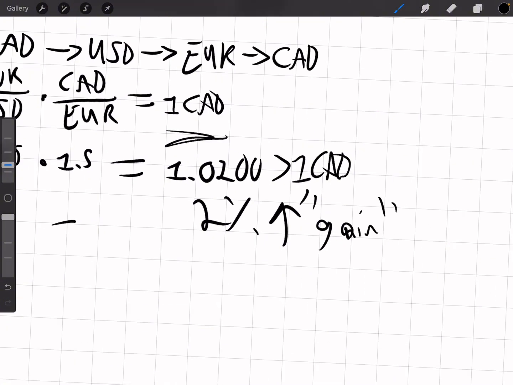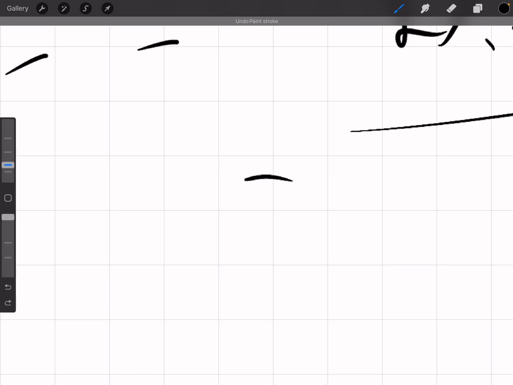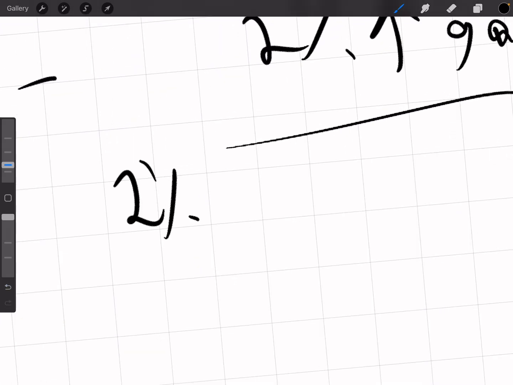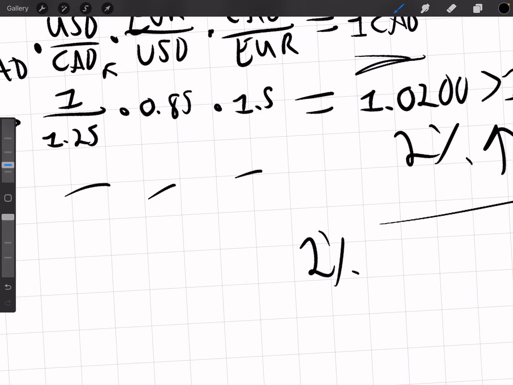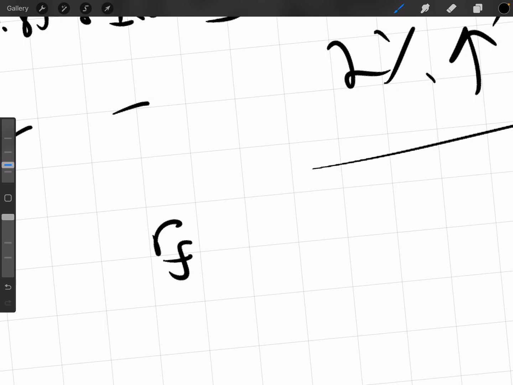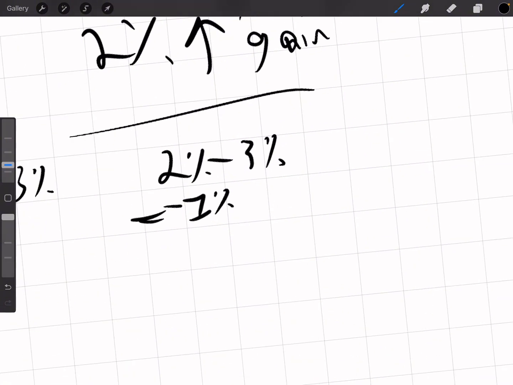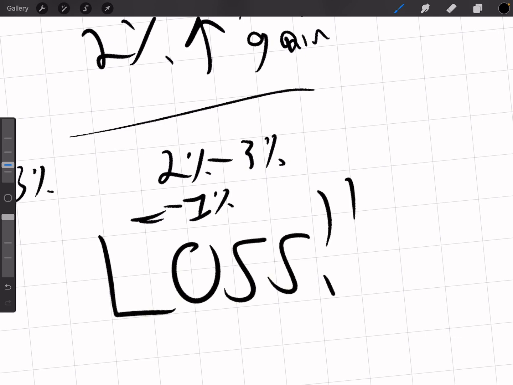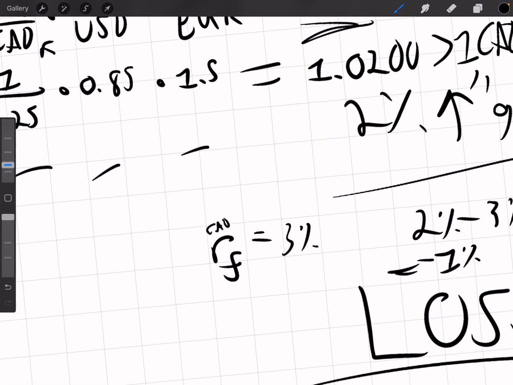But obviously, if you're doing this, you need to subtract the risk-free rate, which is probably more than 2%, because that's your cost. You freaking loser! You thought you were going to make money. Because I hate you, I'm going to make the risk-free rate in Canada, CAD, equal to 3%. So now, guess what? You lost 1% of your money. Loss! Okay. So that's your cost.